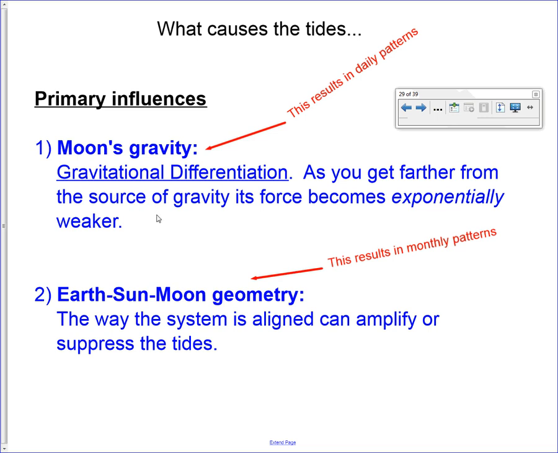As you get farther from the source of gravity, in this case the moon, the force of gravity becomes exponentially weaker. So the side of the Earth facing the moon feels much more gravity than the side of the Earth that's not facing the moon. That's big. The second thing is the Earth-Sun-Moon geometry. The way the system is aligned can amplify or suppress the tides. I'll explain that in a little bit more detail in a second.